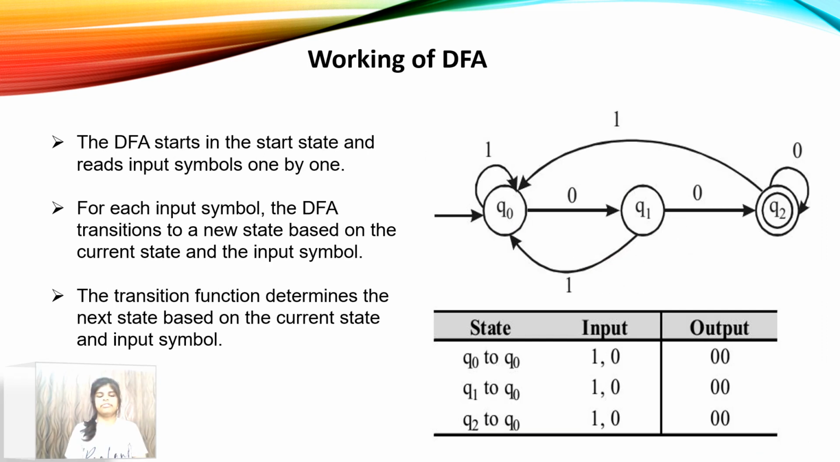Working of DFA. The DFA starts in the start state and reads input symbols one by one. For each input symbol, the DFA transitions to a new state based on the current state and the input symbol. The transition function determines the next state based on the current state and input symbol.